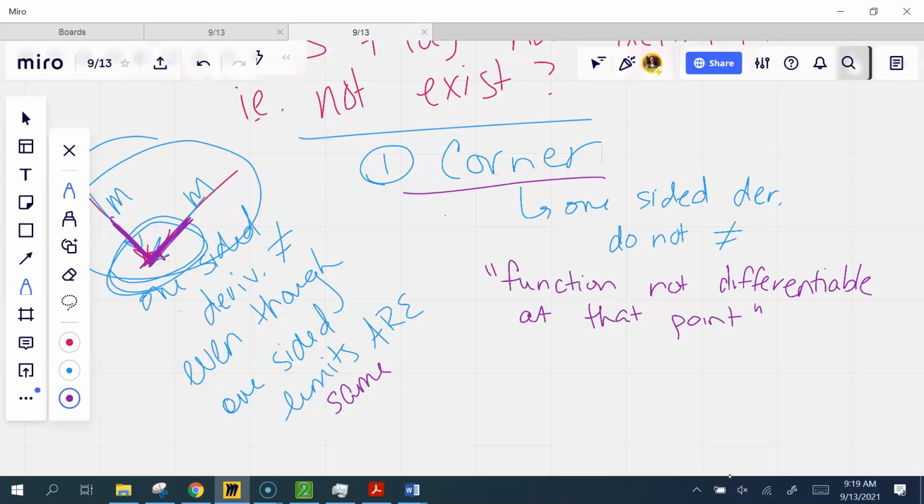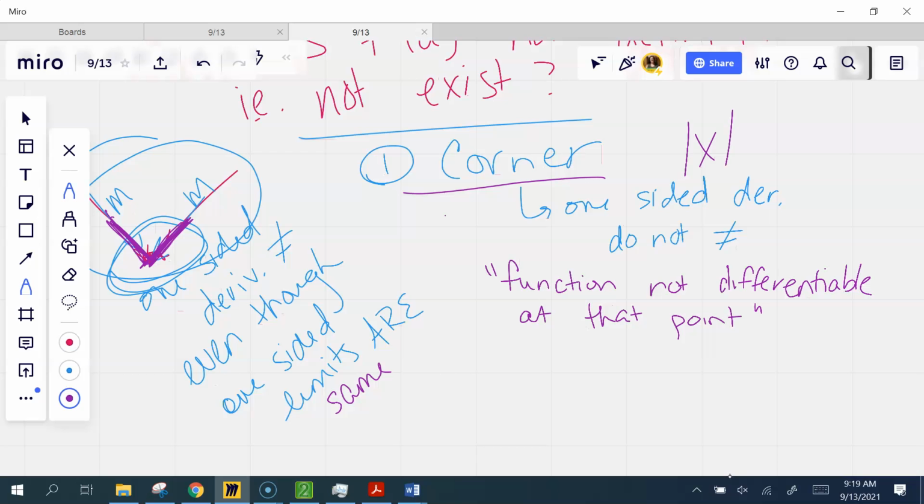So this mostly happens with what kind of functions? What is this the graph of? An absolute value. That's a great example of a corner function. So the function is differentiable on its whole domain with the exception of that vertex point, that corner point. Even though it has a limit that exists, it's not differentiable at that point. Does that make sense? Okay.